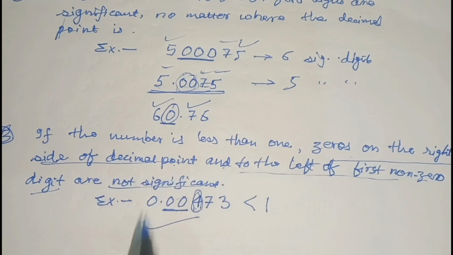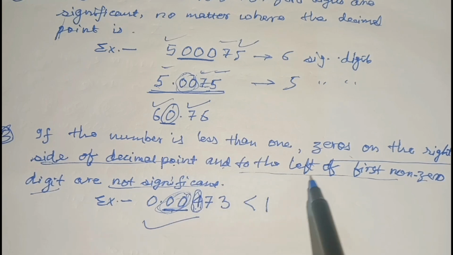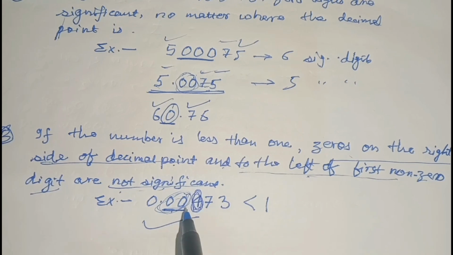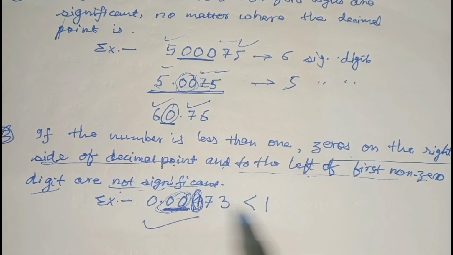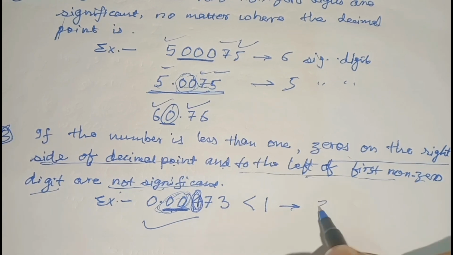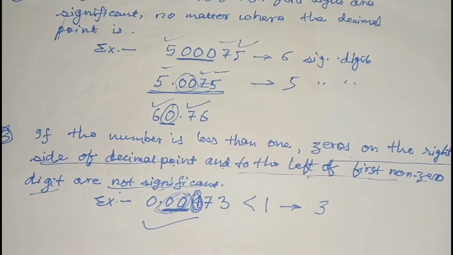the right side of the decimal point, these two zeros are on the right side of the decimal point, and to the left side of the first non-zero digit, are not significant. The first non-zero digit is 4 and on the left side are these two. Right of the decimal point and left of the first non-zero digit, the zeros will not be significant. So it has 3 significant digits.